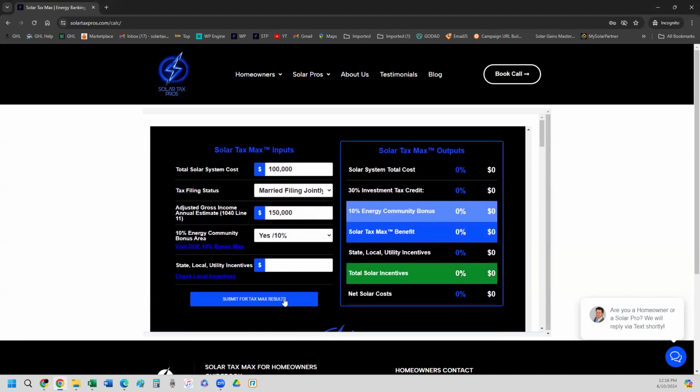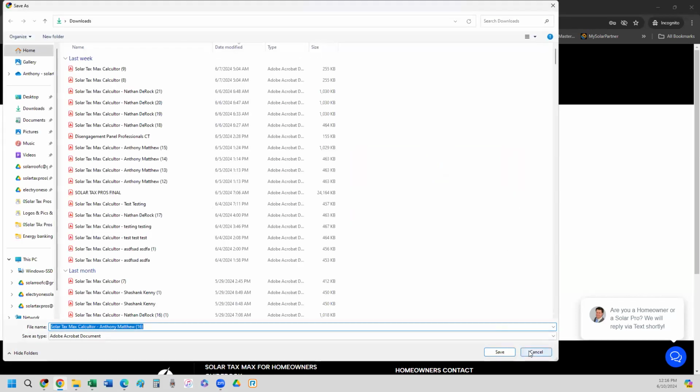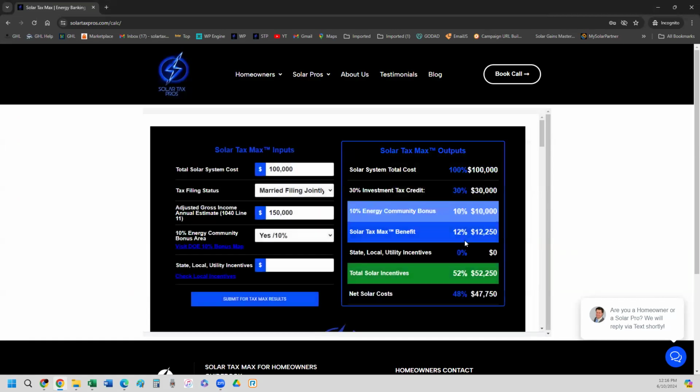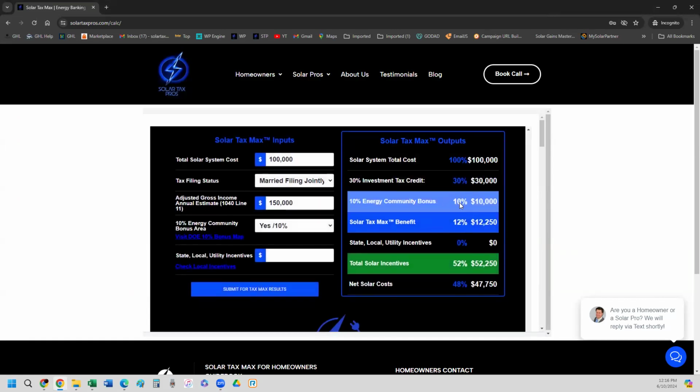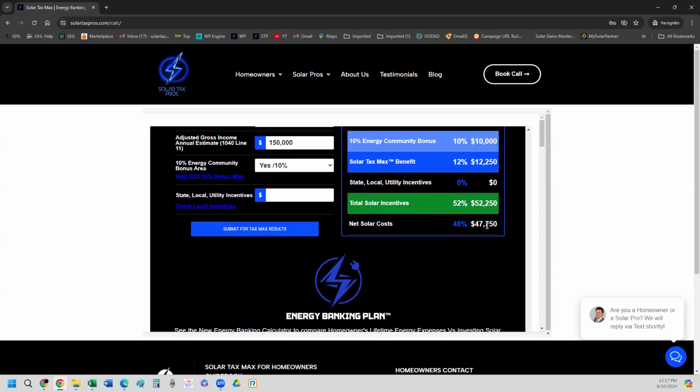So once that's done, you hit submit and you get your numbers. It gets popped into your download area. You can save it. And then you get to look at the numbers and it says here: the solar system cost, solar investment, energy community, solar tax max benefit, which is basically the extra money we're going to get you with our plan, along with the energy community bonus. And so here you have your total solar incentives. And then the net solar cost on this project would be 47,000.